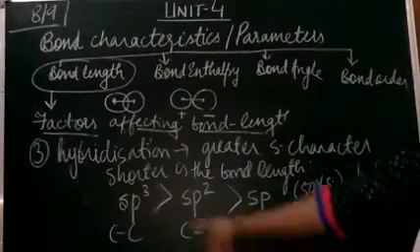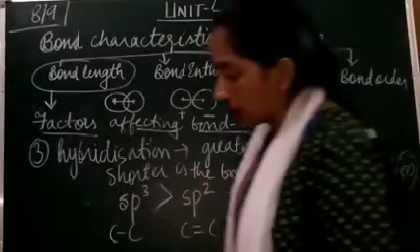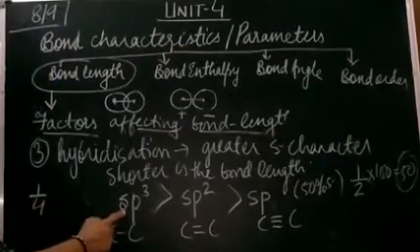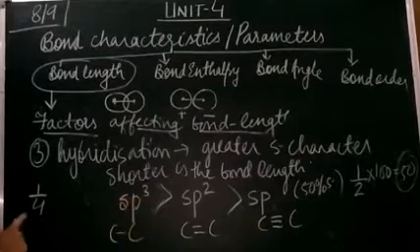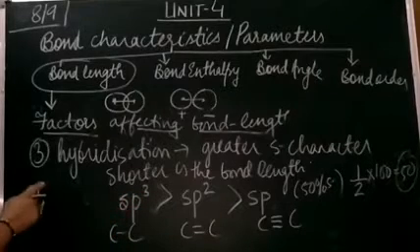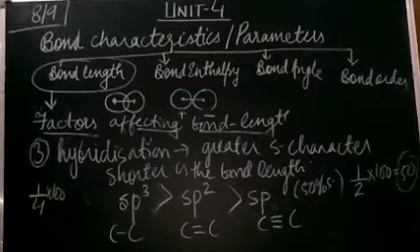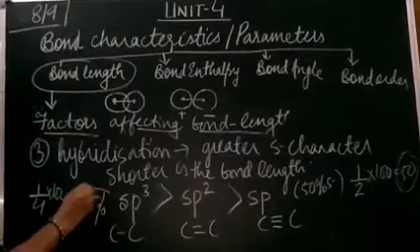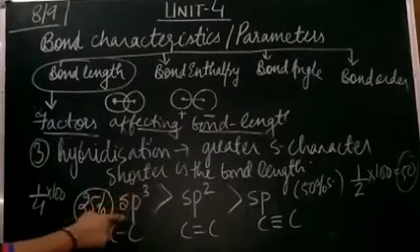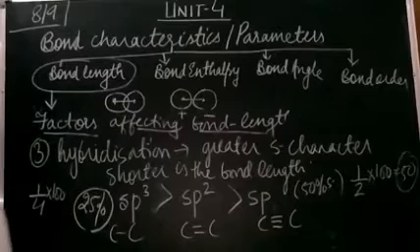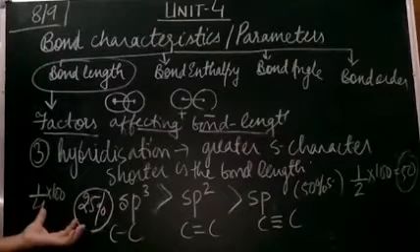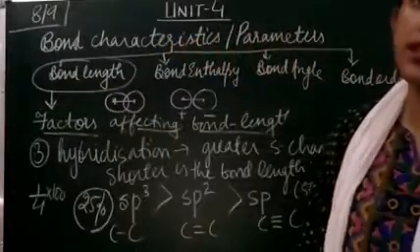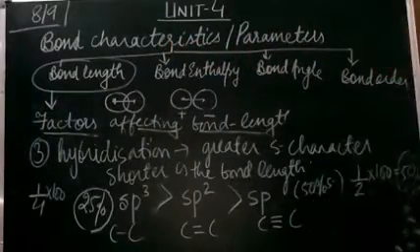So in sp3, you can predict what the s character is. It is 1 upon 4. Why 4? Because it is one s and three p, so 1 plus 3, total orbitals are 4, out of which 1 orbital is of s. So it will be 25%. So the s character involved in sp3 hybridization is 25%. That's why it has less s character, therefore the bond length is going to be more. So students, just note this down. If any doubt, you can ask.